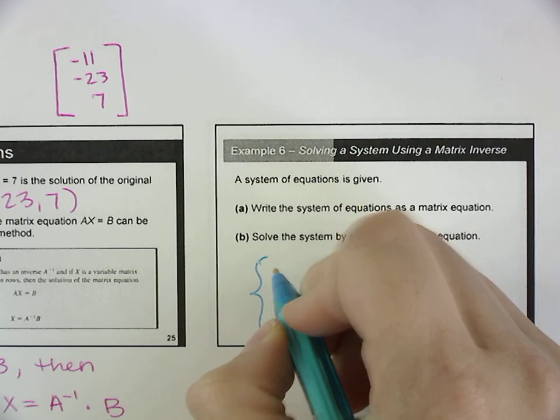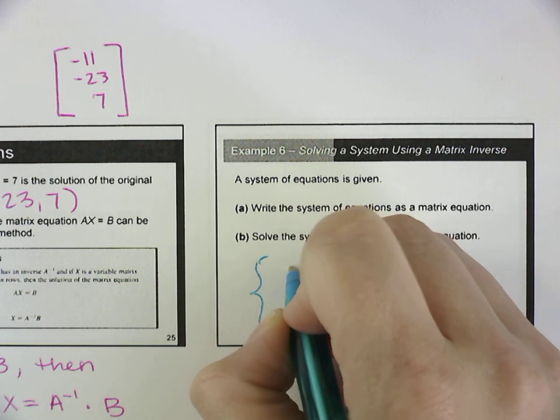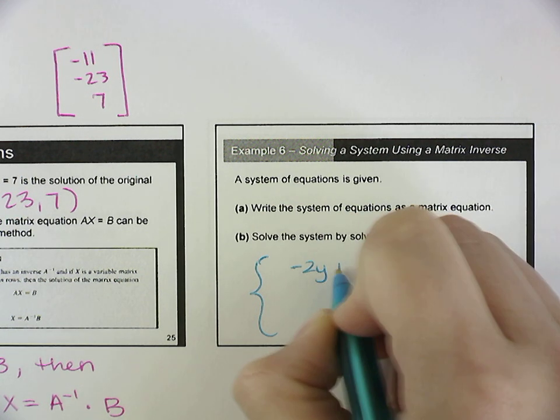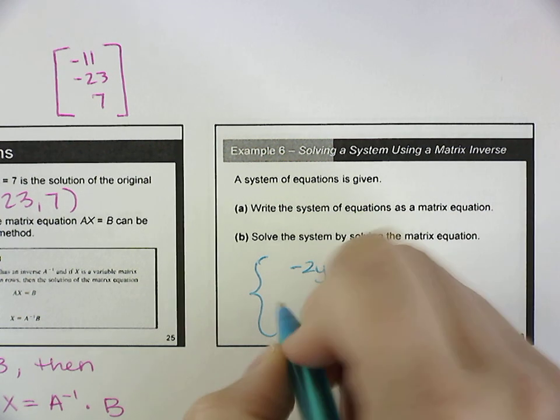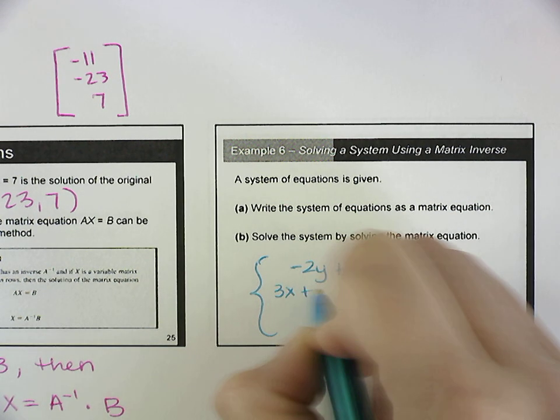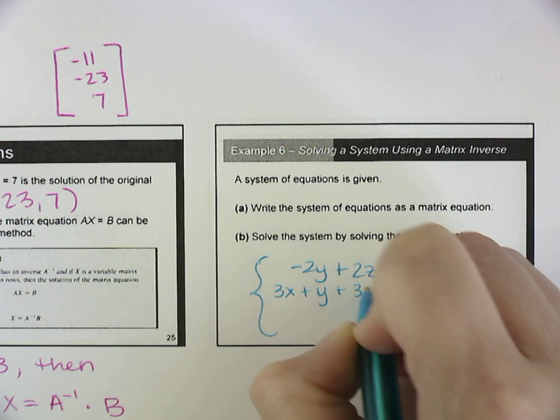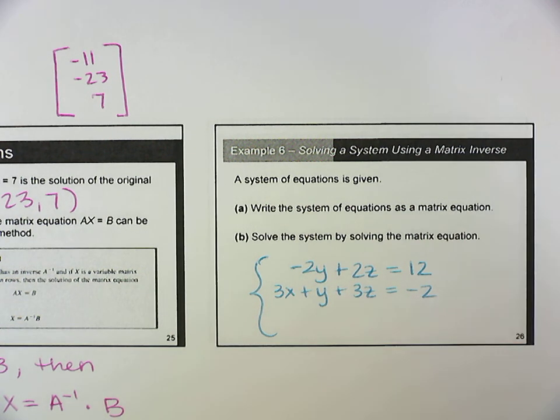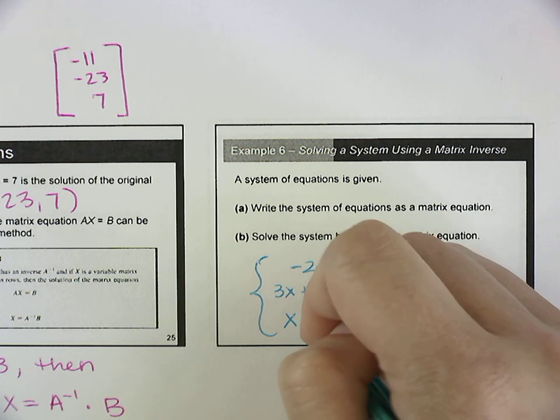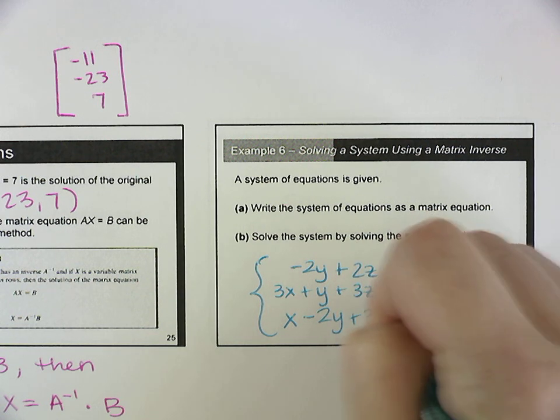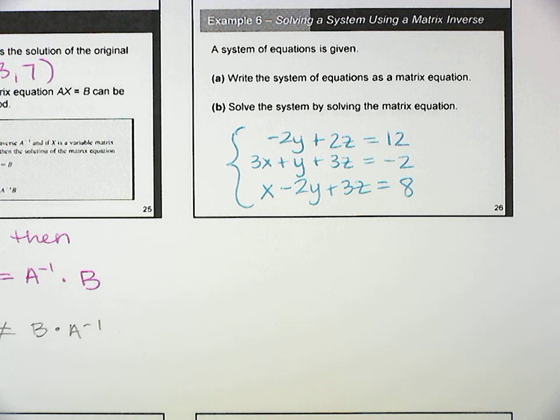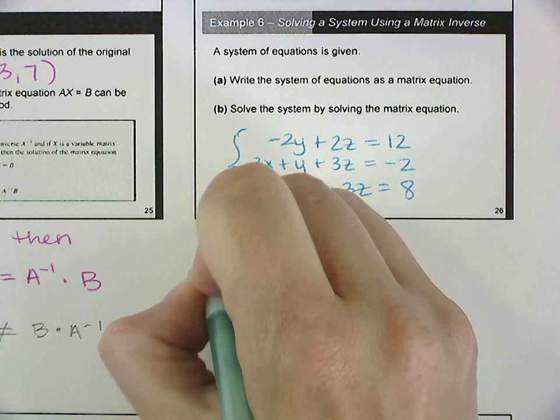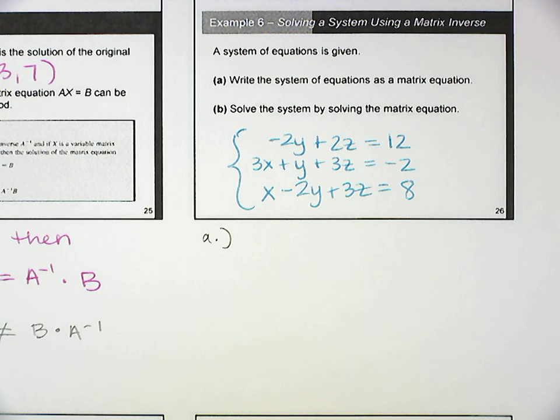Your system is -2y plus 2z equals 12. 3x plus y plus 3z equals -2. And x minus 2y plus 3z equals 8. Okay, so for part A, you're going to write the system of equations as a matrix equation. I'm going to give you some time to do that.